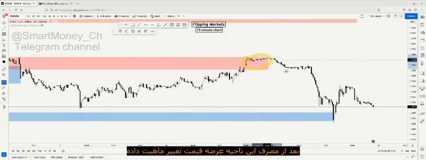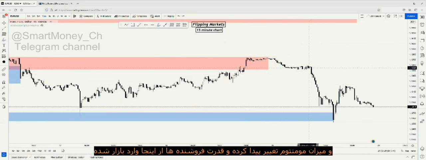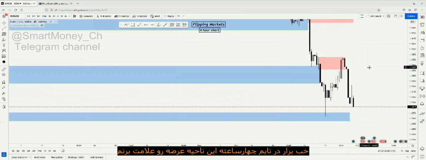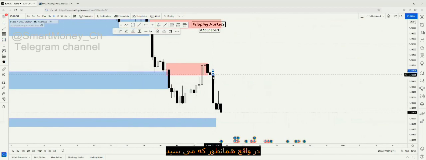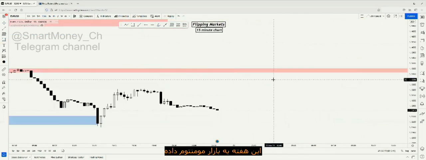After the mitigation of this supply zone, price changed character and momentum shifted and the power came into the market with this movement. So let's mark that for our supply zone actually. So as you can see, this gave momentum to the market.